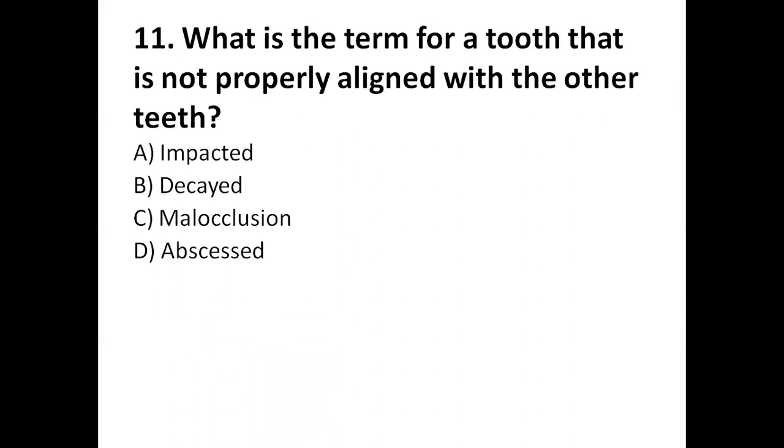Number eleven, what's the term for a tooth that is not properly aligned with the other teeth? A, impacted. B, decayed. C, malocclusion. And D, abscessed. Okay, let's go for the reveal. C, malocclusion.